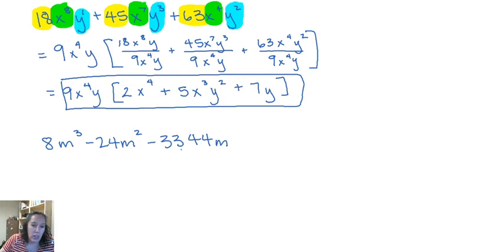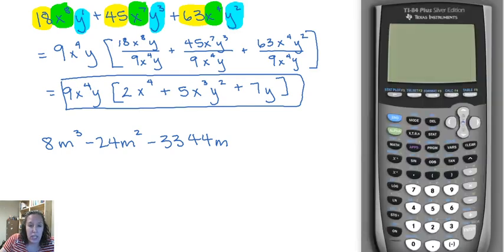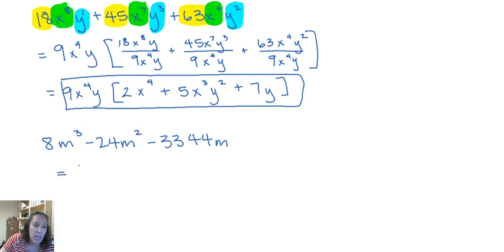8, 24, and 3344. Well, I'm not as familiar with the factors of 3,344, but I know that 8 and 24 are both divisible by 8. So let's use our calculator to see if 3344 is divisible by 8. So 3344 divided by 8 is a whole number. It is 418. So that means we can factor out a GCF of 8 with our coefficients.